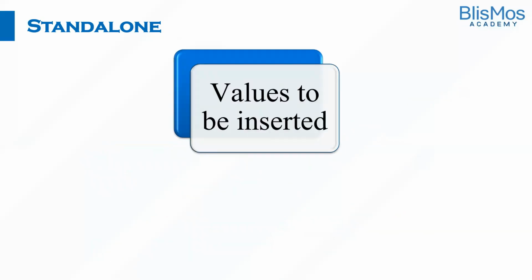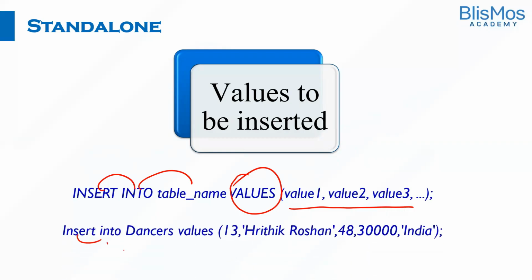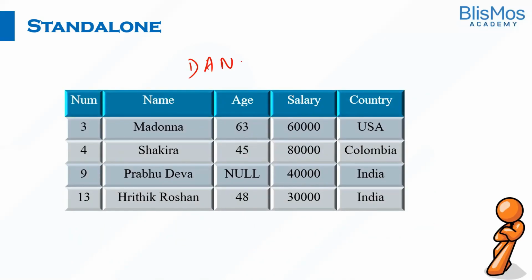This is one way. Another way is you need not specify the column names. You just say insert into table and specify the values. As long as you are specifying all the values pertinent to all the columns, it gets inserted. Let us look at the example. Here, insert into dancers, we are saying values and we are providing the values directly. No need to mention the columns. So these are the two different ways you can insert the data in a standalone mode. After inserting the data, we'll see the dancers table would have the data for all the columns.